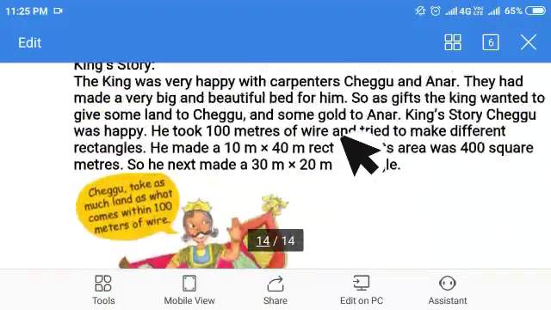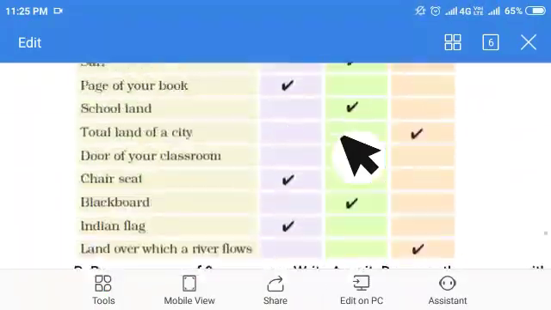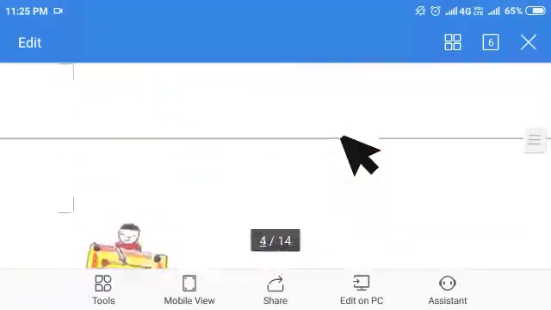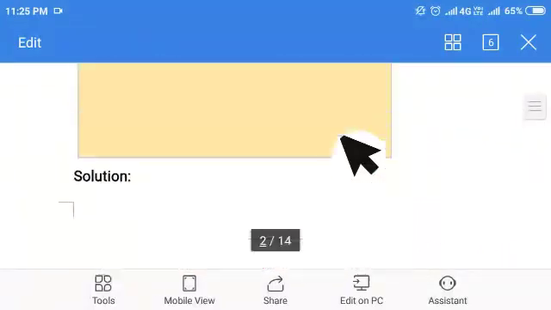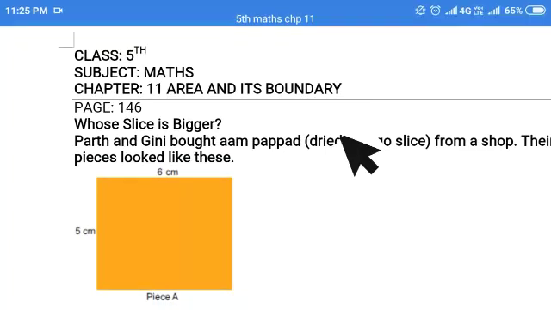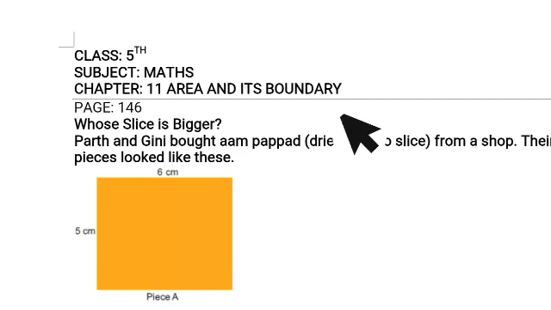Here we have ended our chapter, and in this chapter we have seen all the sums related to perimeter and area. If you understand the difference between the perimeter and area of a square and rectangle, you can easily solve this chapter. Only keep in mind the formula for perimeter of a rectangle, which is length plus breadth plus length plus breadth, and for the perimeter of a square we have to add the side 4 times. For example, if 60 is the length of one side, then 60 plus 60 plus 60 plus 60.